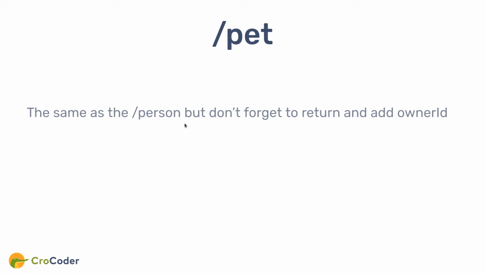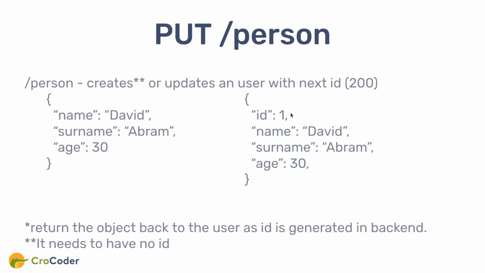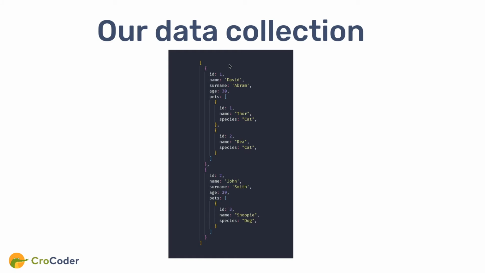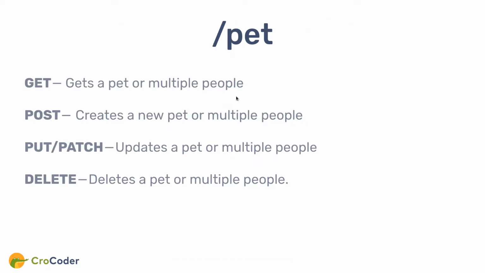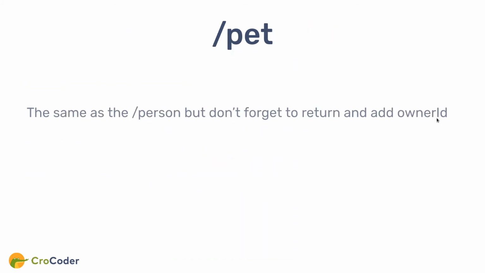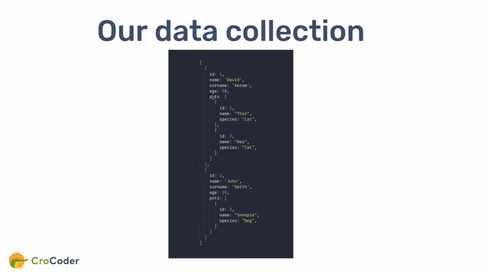Just don't forget that the pet is defined inside of a user object, and we should probably return its own ID every time we get some data from the pet. So imagine that we will return here a pet with ID 1, it's named Thor, species a cat, and owner ID is 1. So we can connect the person David Abram to the Thor cat pet.